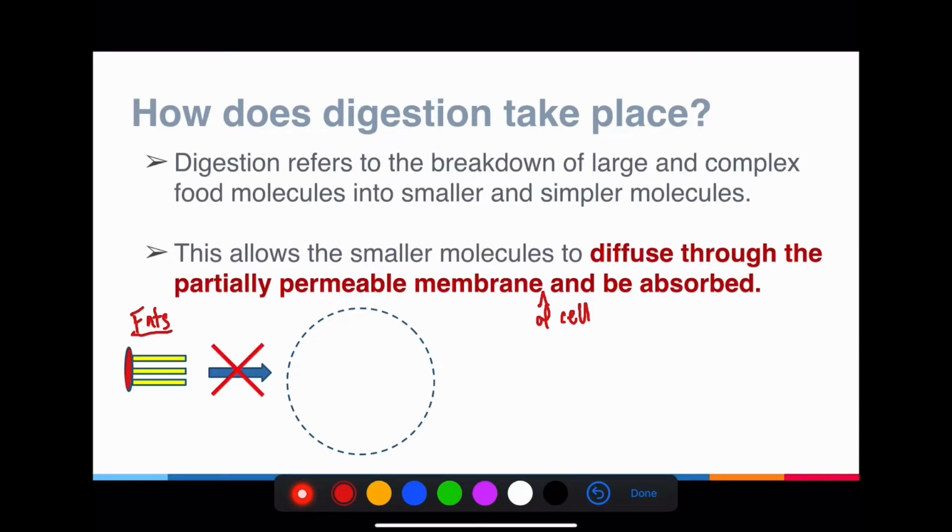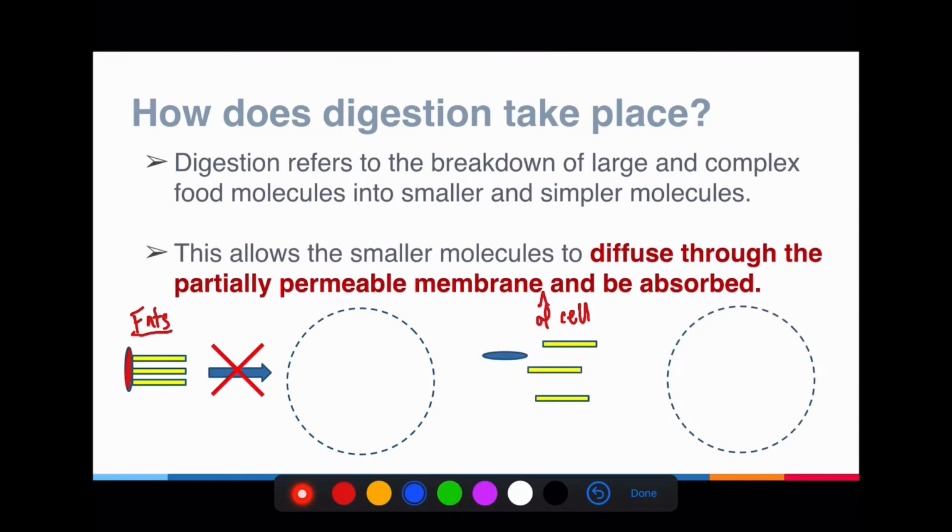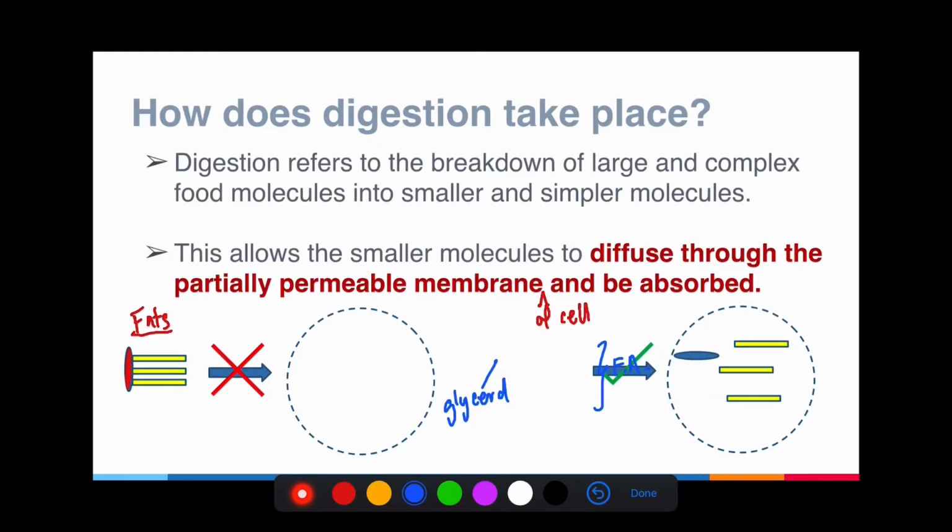So this doesn't happen. But with the help of digestion, we break up the fat molecule into smaller ones. This is the glycerol, and these are my fatty acids. Since they are in smaller structures now, they are able to diffuse into the cell by passing through the partially permeable membrane, and that's the idea of having digestion in the first place. We want the smaller molecules to become small enough so that they can diffuse through the partially permeable membrane.